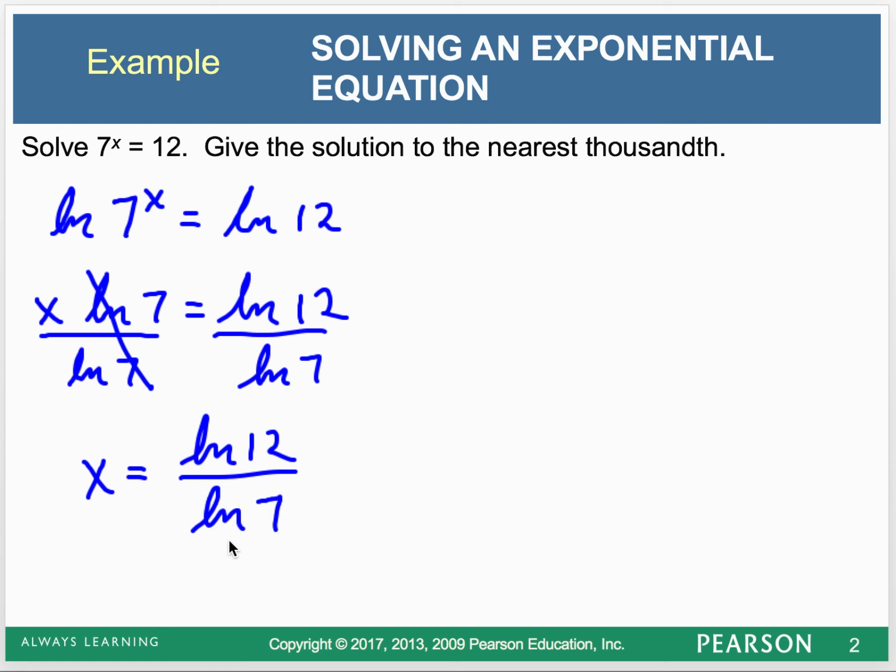Now caution, this is what we were talking about last time. You can't cancel those natural logs. That's not 12/7, right? It's the natural log of 12. It is not the number 12. So natural log of 12 divided by natural log of 7 is, let's see, round to the nearest thousandth, 1.277, and that is rounded to the nearest thousandth.